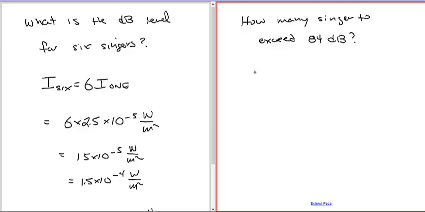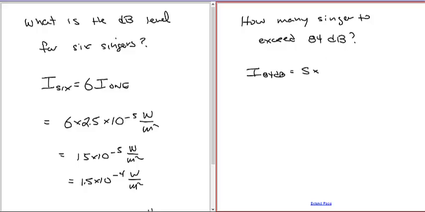Well, in that case, what you'd have to do is figure out what it is for 84 decibels. So what's that? Well, you do the same thing you just did a second ago. So you'd have some number, let's use something other than X. Let's use S for singers. So you'd have S times the sound intensity.